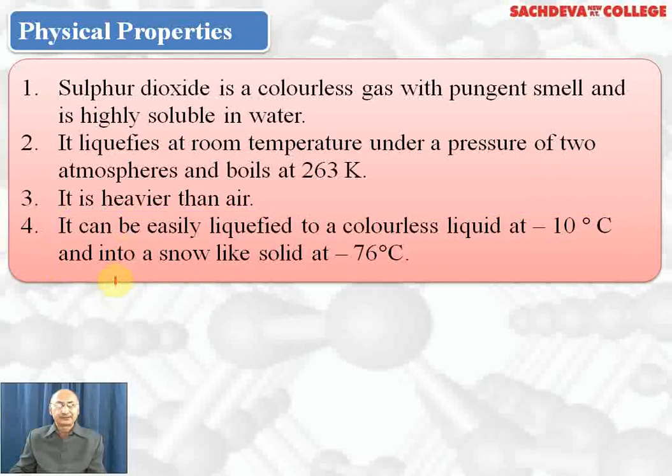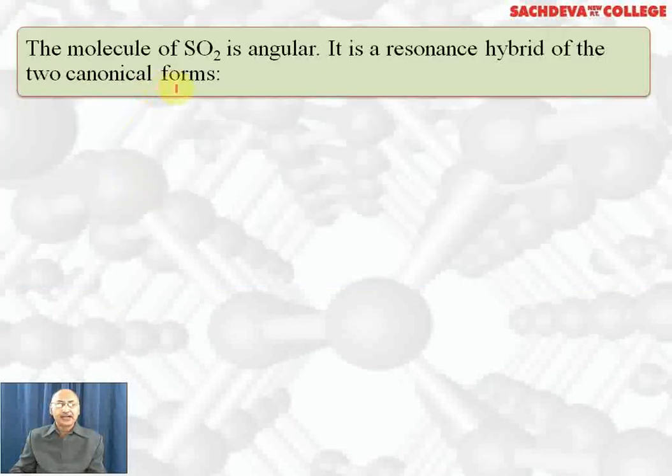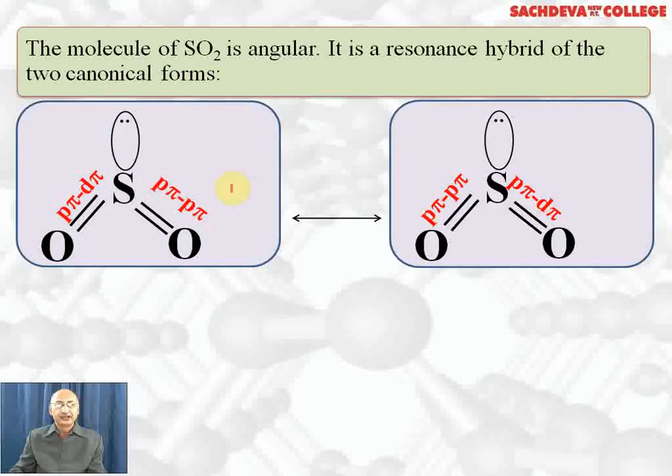The molecule of sulfur dioxide undergoes sp2 hybridization and has a bent shape, or V shape, or angular molecule. It is a resonance hybrid of 2 resonating structures. These are the 2 resonating structures. Here we have a p-pi d-pi bond. Sulfur is using one paired electron in the d orbital and oxygen is using an unpaired electron in the p orbital, and this pi bond is called a p-pi d-pi bond.